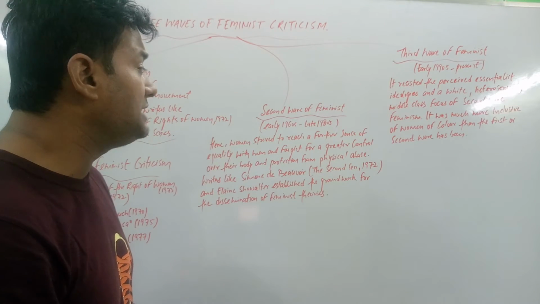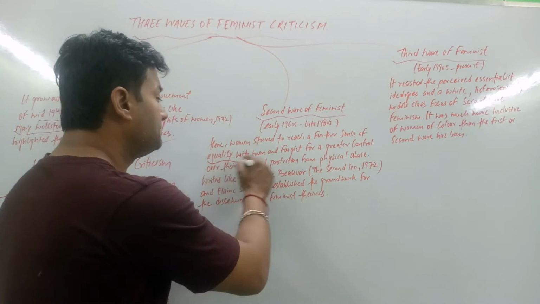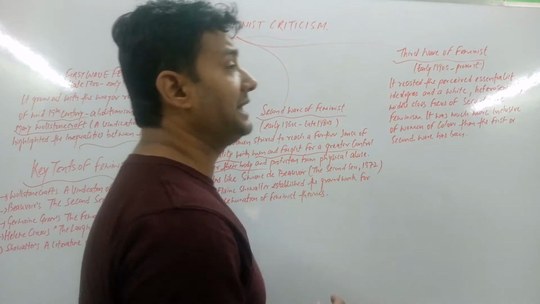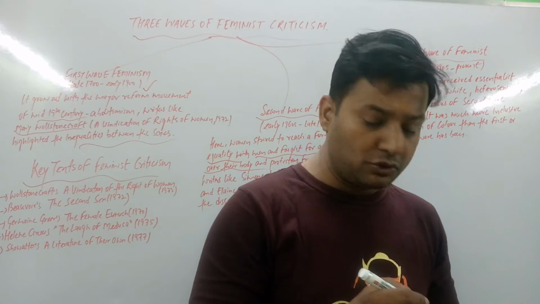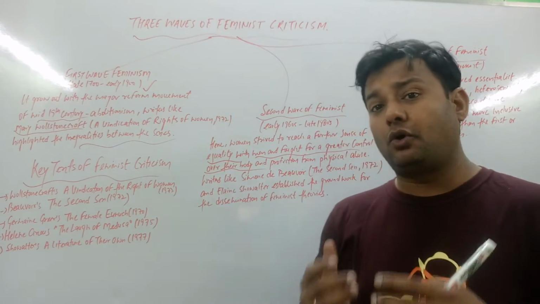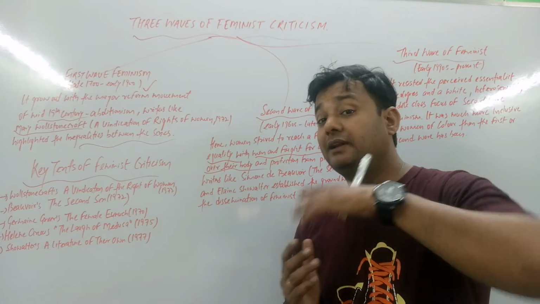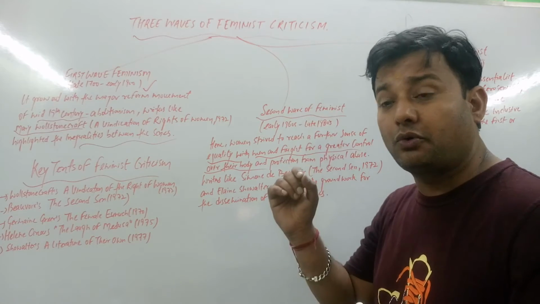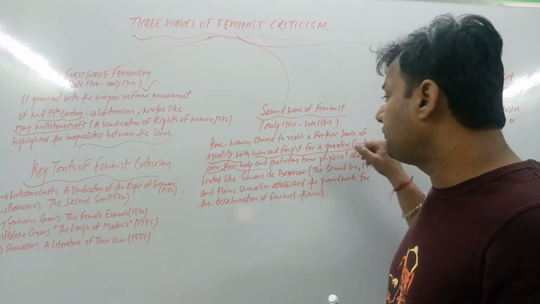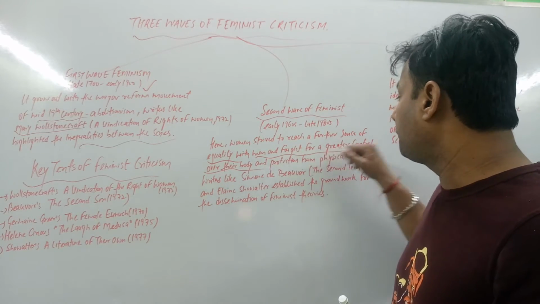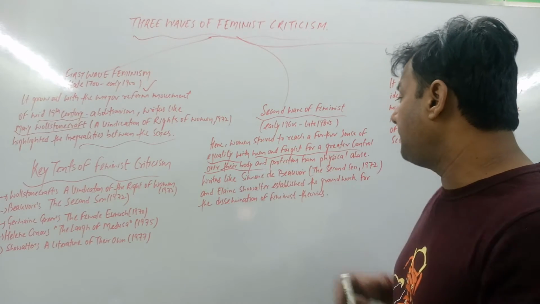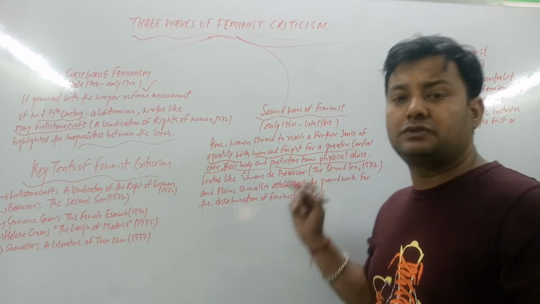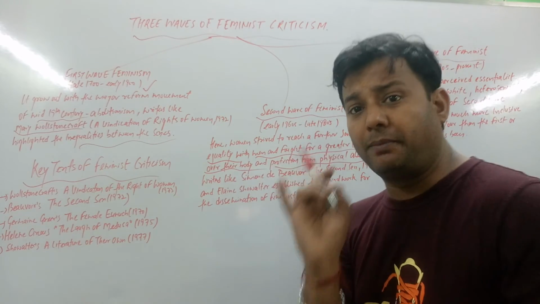Here the women tried to reach a further sense of equality with the men and fought for a greater control over their body and protection from physical abuse. That is very important. Women did not have the right to protect their own body. Here we have something that is really very important to clear. So this phase goes for the protection of women from physical abuse.